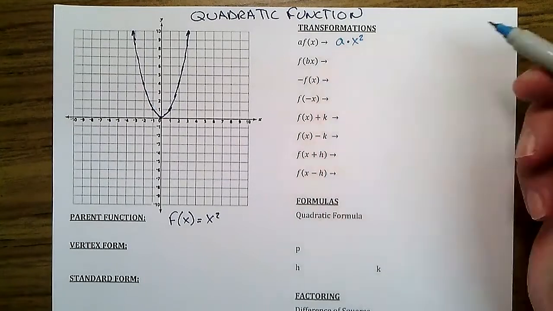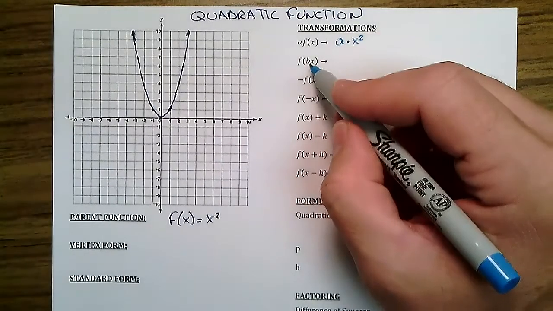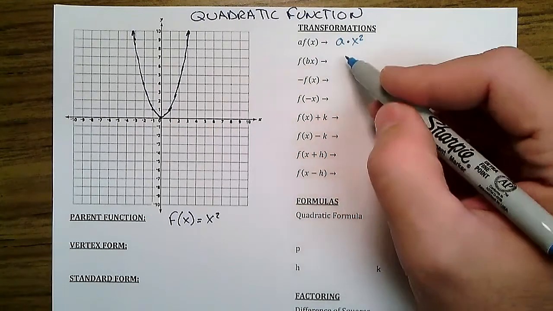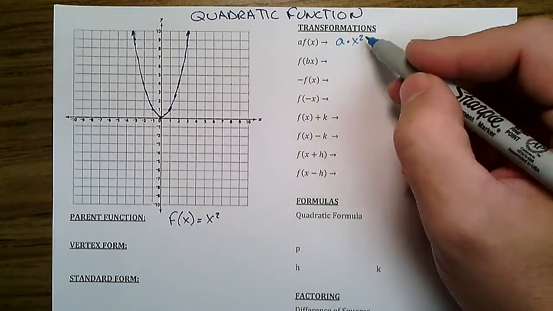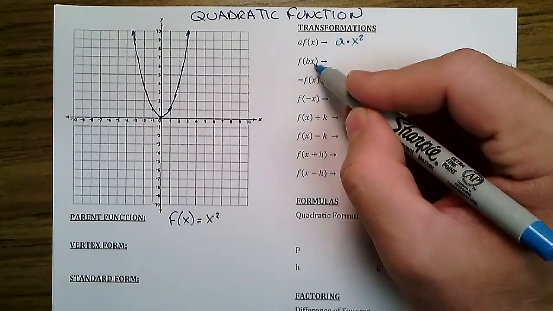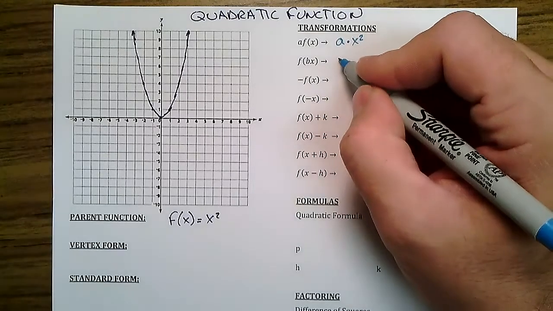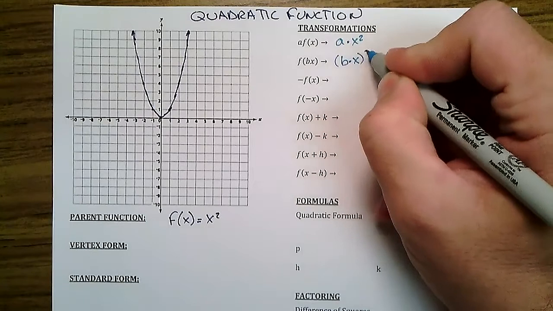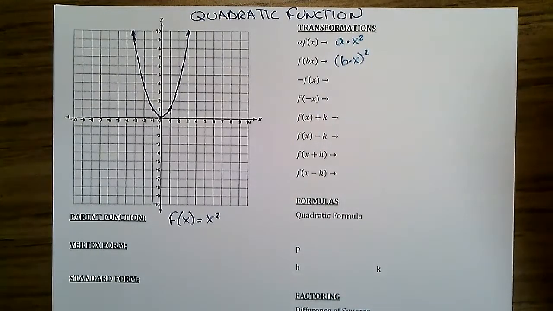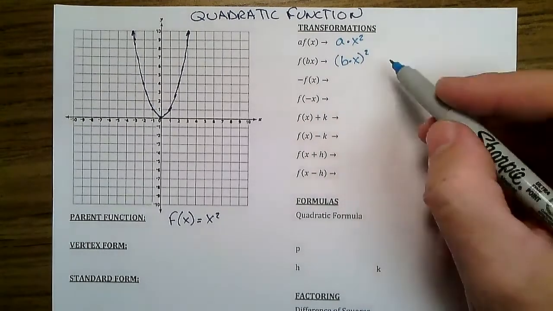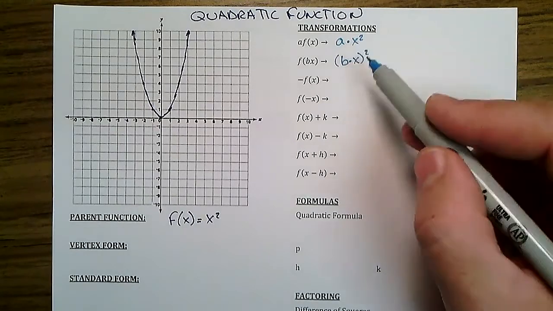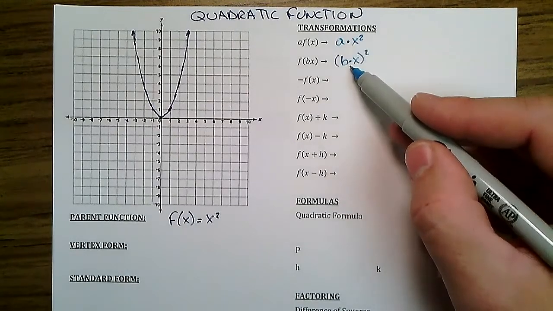F of bx. Inside the parentheses, whatever transformation's inside the parentheses, we have to put it inside and replace our x with this new piece. So this is going to be parentheses b times x squared. Remember, this is our vertical stretch or compression, and this is our horizontal stretch or compression.